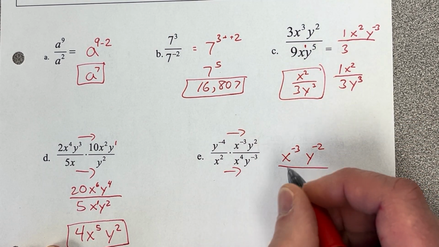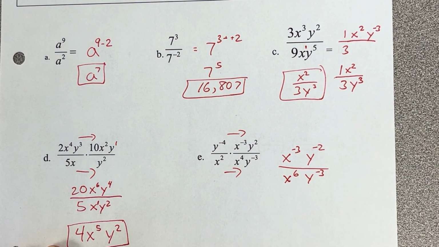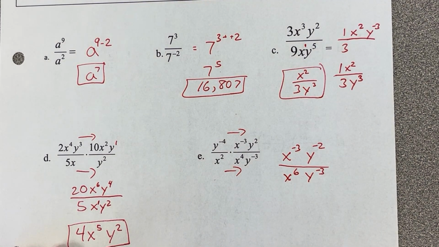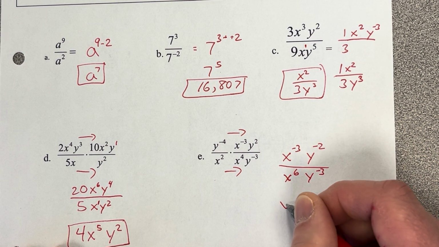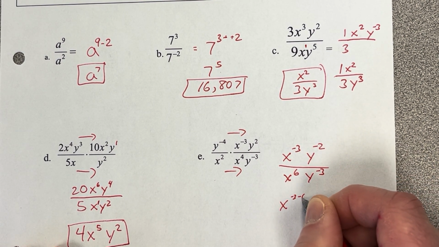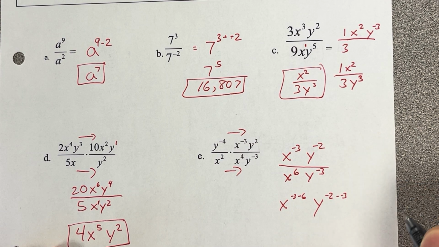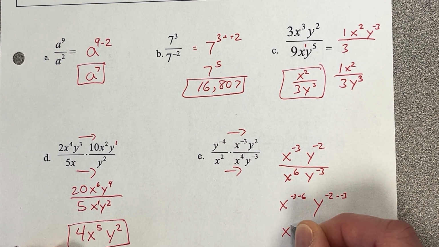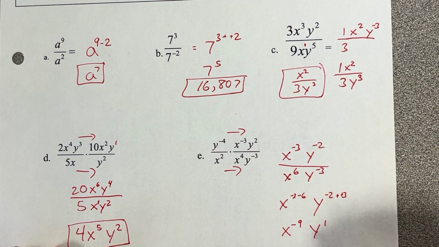On the bottom, combine the x's, add them. Leave the y alone. And now what we can do is divide. And when we divide, we subtract. So I'll do negative 3 minus 6, negative 2 minus negative 3. And I get x to the negative 9th, y to the 1st. Then that moves to the bottom, and I get y over x to the 9th.